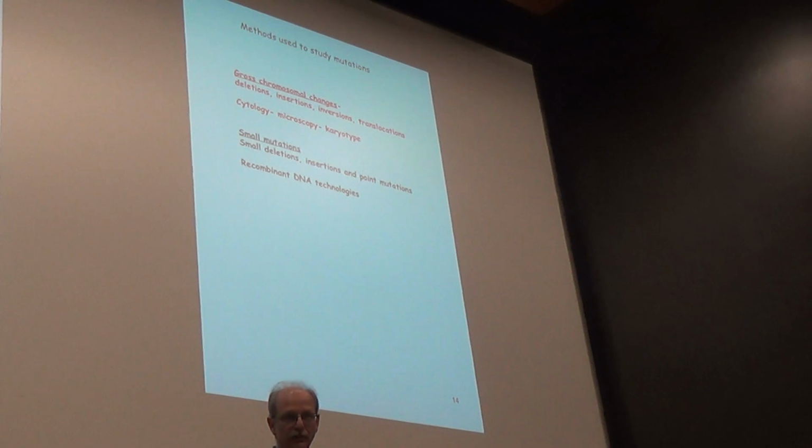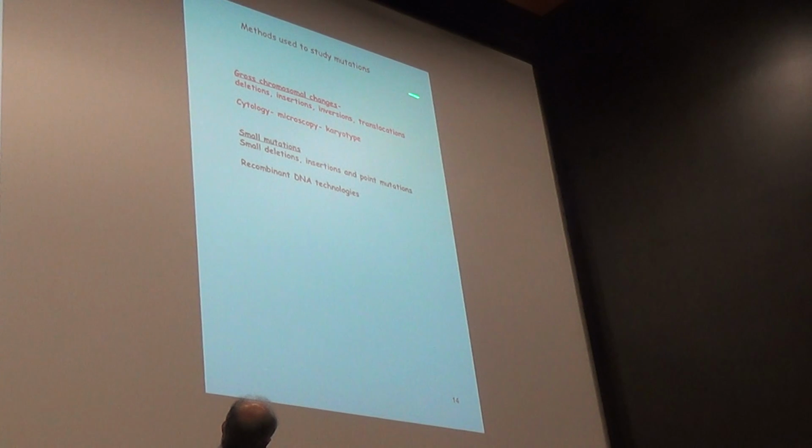And we usually study them microscopically, under the microscope, looking at them after staining. And you've done this already. I'm going to go over it quickly. But if you have small mutations, tiny insertions or deletions or whatever, or point mutations, then you have to use what's known as recombinant DNA technology. So you're going to clone the DNA, you're going to sequence the DNA, and that's how you're going to be able to study it.